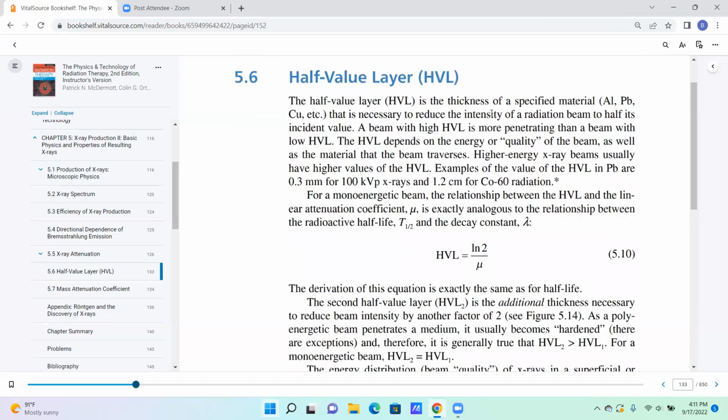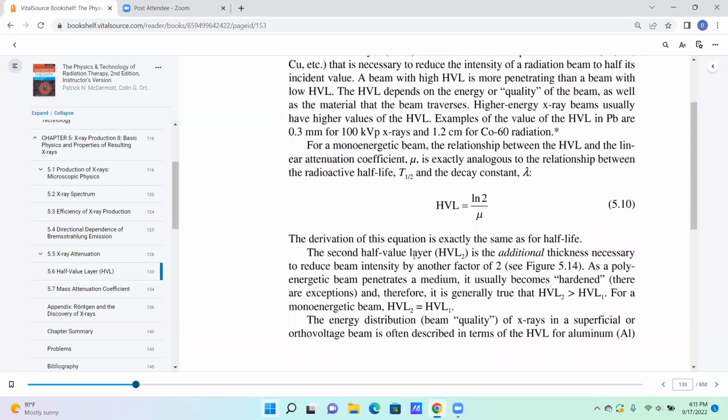The half value layer is the thickness of whatever the material is that is necessary to reduce the intensity of a radiation beam to half its incident value. This is the formula. If you've got the linear attenuation coefficient, you can figure out what the half value layer is. It's very much like the radioactive half-life. In other words, what's the half-life? It works very much along these same formulas.